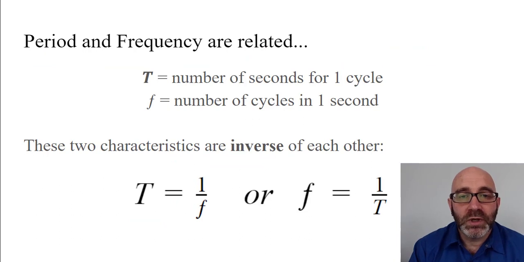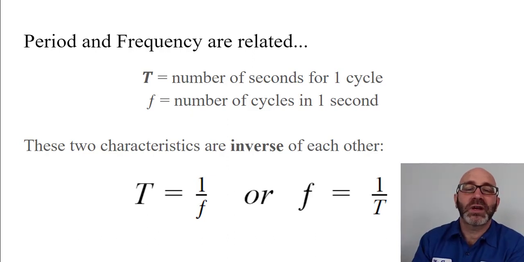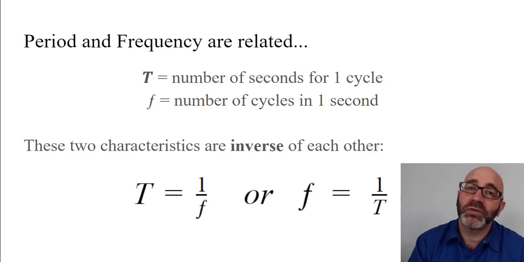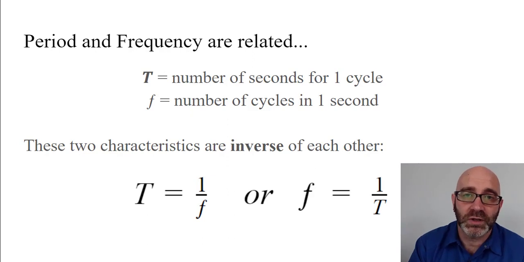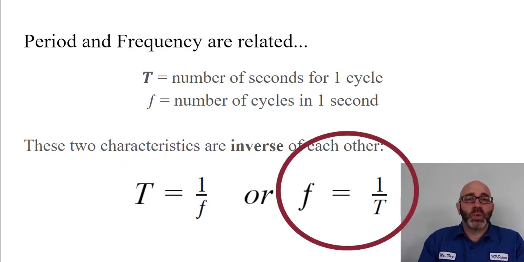Now, period and frequency, they are related. And let's kind of review. Period is the number of seconds it takes for one cycle, and frequency is the number of cycles in 1 second. These two characteristics are inverses of each other. So period is 1 over frequency, or you could say frequency is 1 over period.